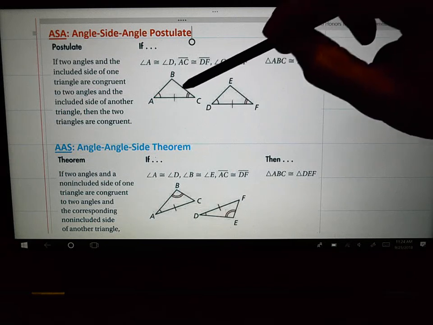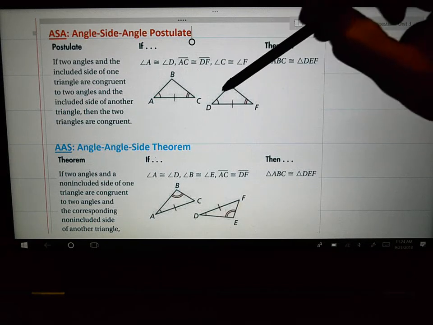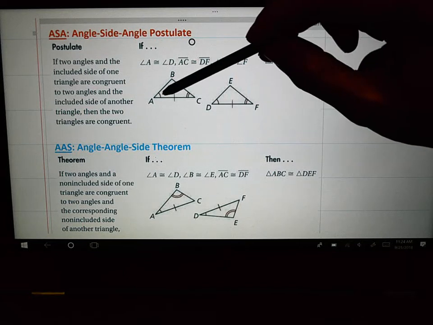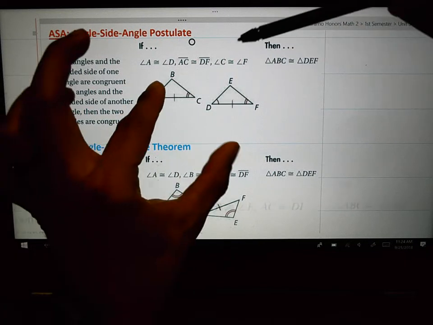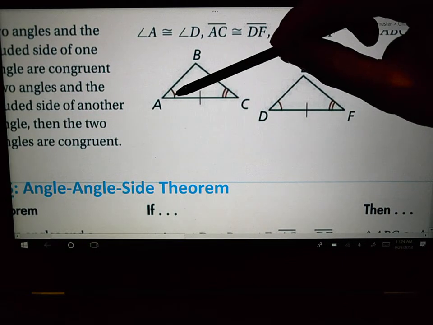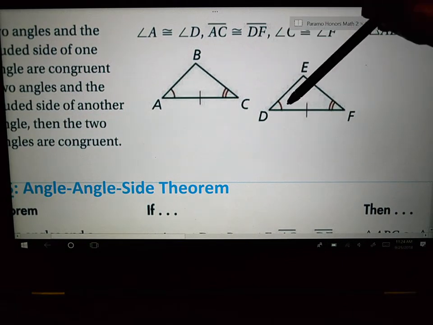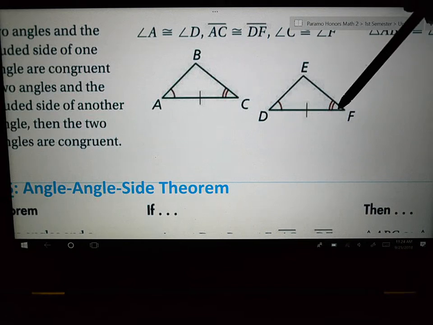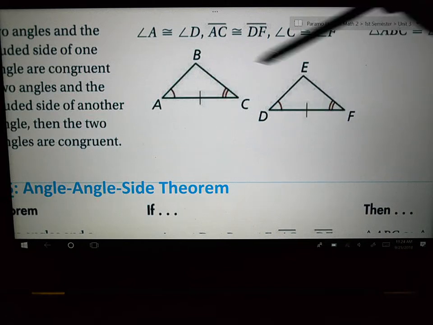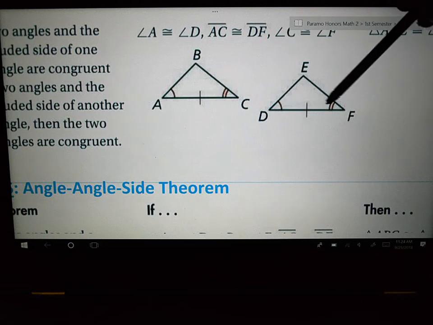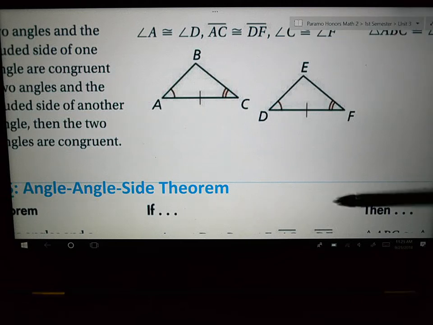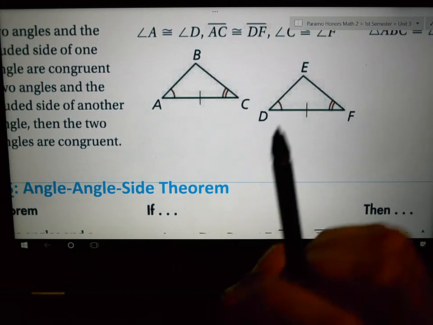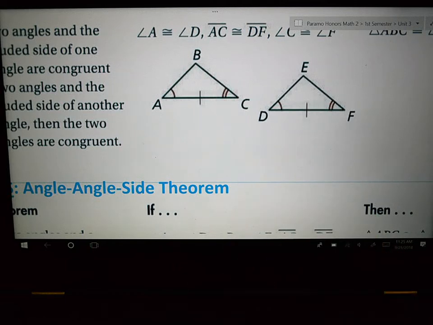Angle side angle. An angle touching a side touching an angle. I know that these angles are congruent to each other because it has a congruent arc which is congruent to the other arc, and a double congruent arc that is congruent to the other double congruent arc, and a congruent mark and a congruent mark. Angle side angle, angle side angle, they match. They're congruent by angle side angle. The side is included between the two angles.